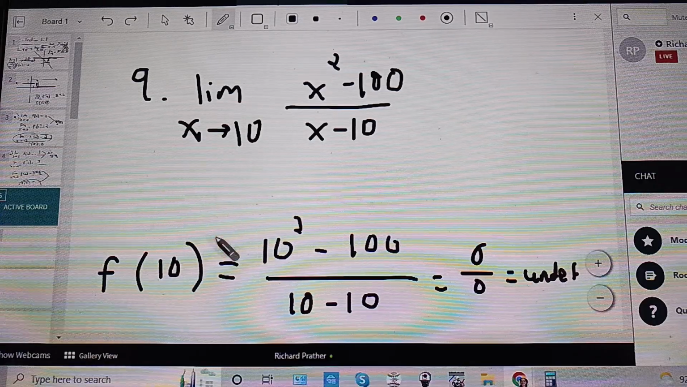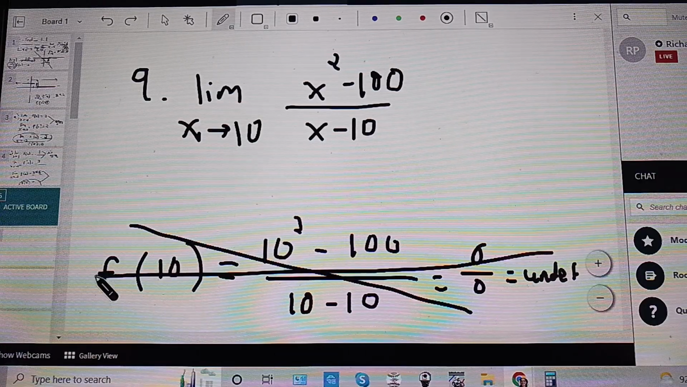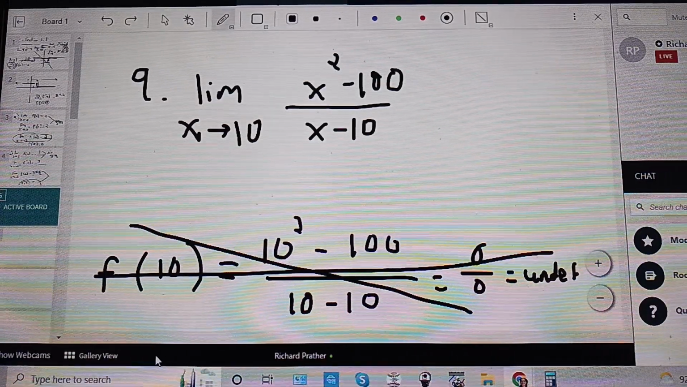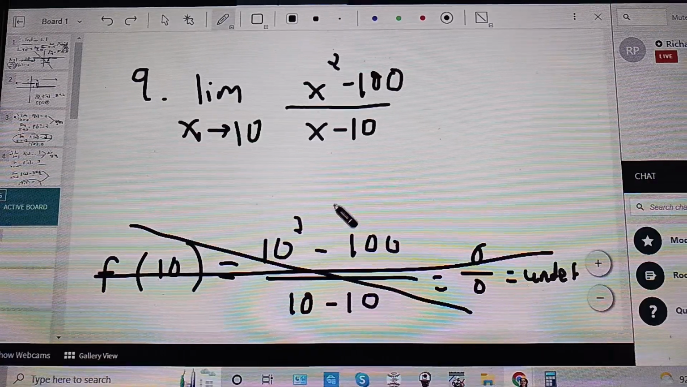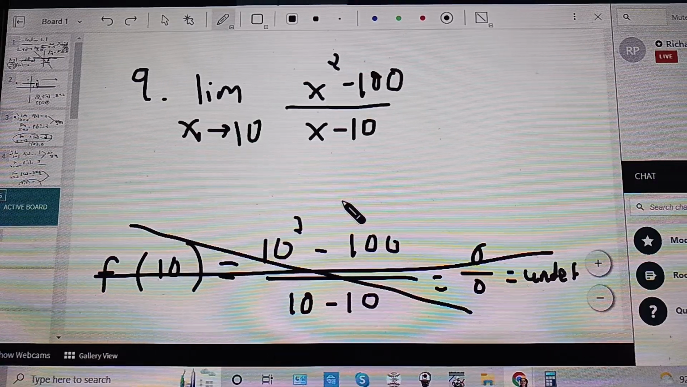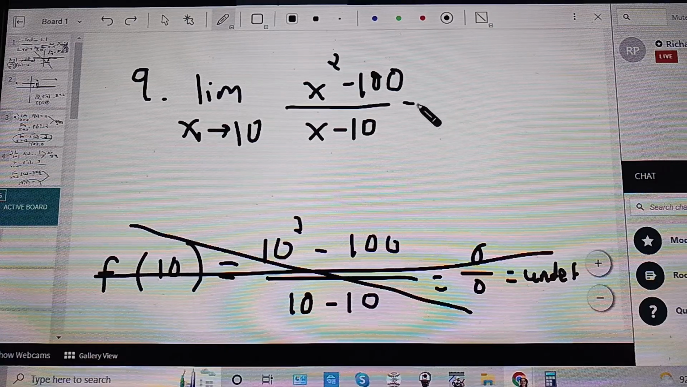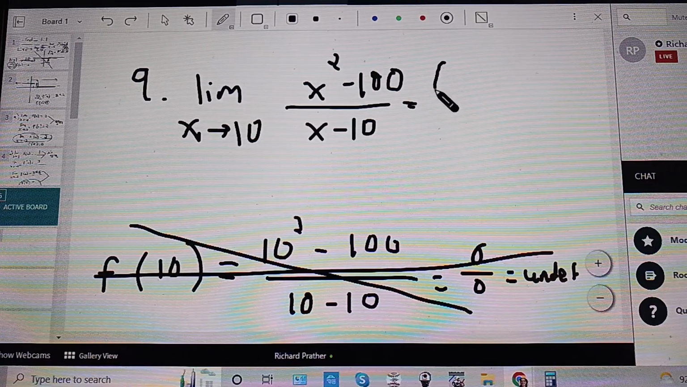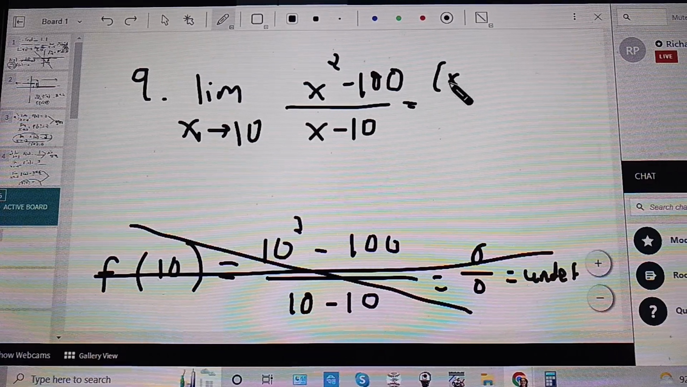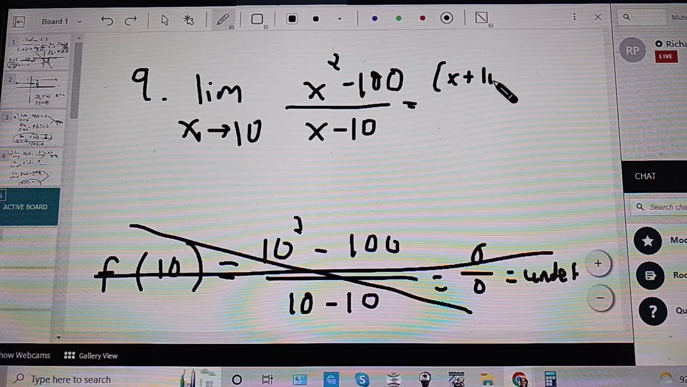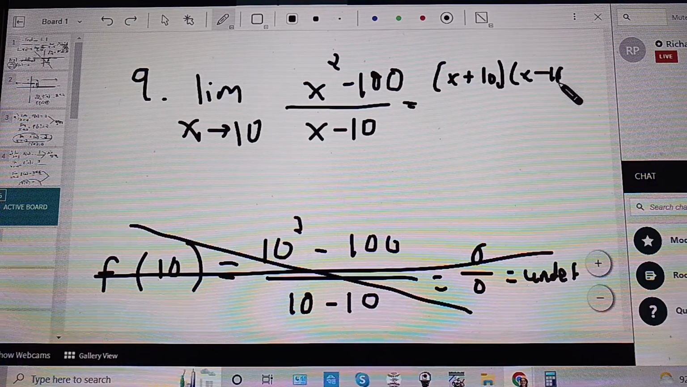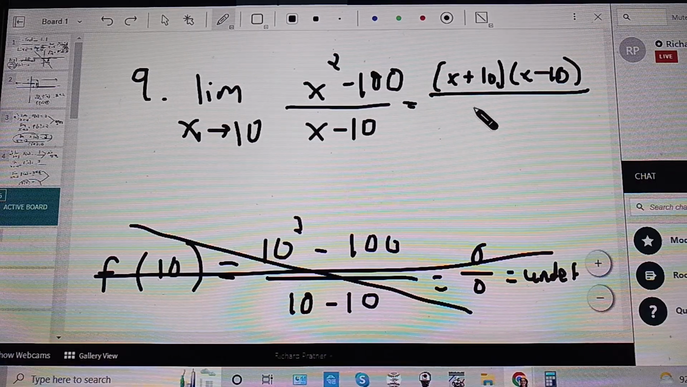So you try that first. It didn't work. Sometimes it will if you have a rational function, and if you have a polynomial, it'll always work. So if it doesn't work, here are some other techniques we can use. Factoring is very helpful on many of these rational functions. Notice that the top of the fraction factors into a difference of squares, x plus 10 times x minus 10, and the denominator is x minus 10.